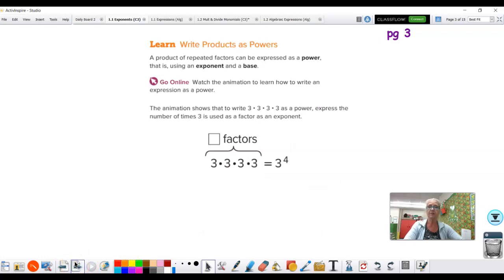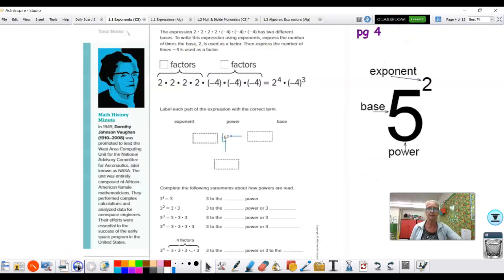On the next page, you're going to be learning to write products as powers. It's important that you know the term factor. Factors are numbers that are multiplied together. So here we have 3 being written as a factor 4 times. Because there are 4 of them, the exponent on the 3 is a 4. Also, during this presentation, the page number of your workbook will always be here right underneath the word class flow. So you'll know where to turn in your workbook to see this example.